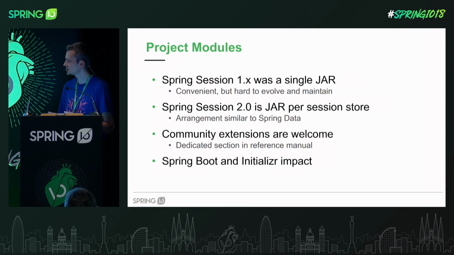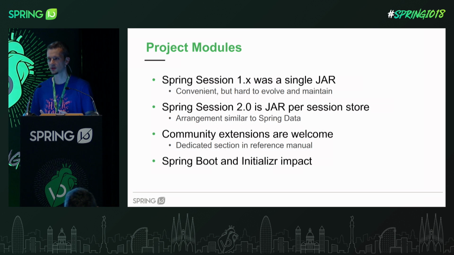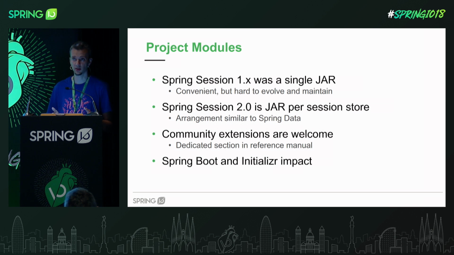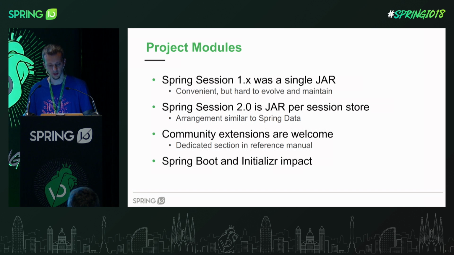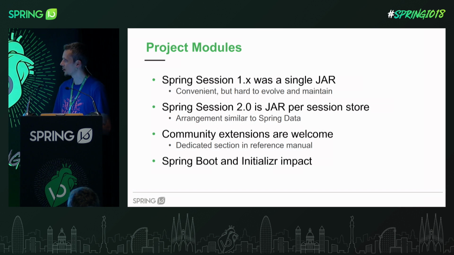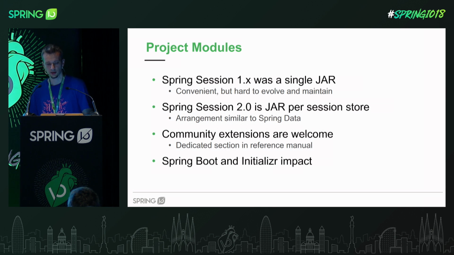So this arrangement is somewhat familiar to one that you know from Spring Data. Spring Data, I assume most of you use Spring Data, right? Yeah. So Spring Data has this Spring Data Commons module, and then they have Spring Data, I don't know, JPA, MongoDB, Redis, and so on, and so on, and so on. So we're doing something similar starting with Spring Session 2.